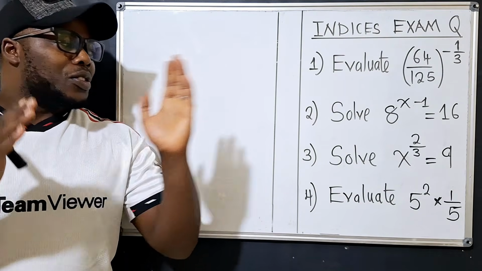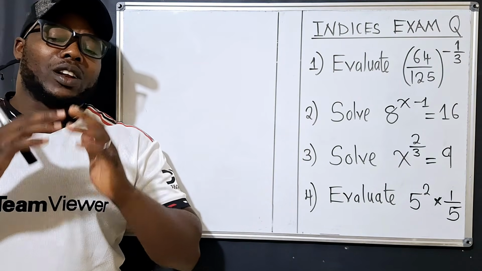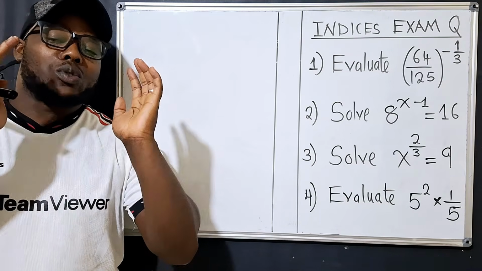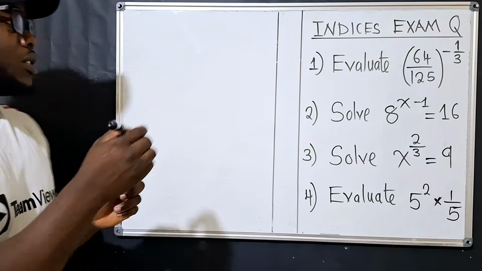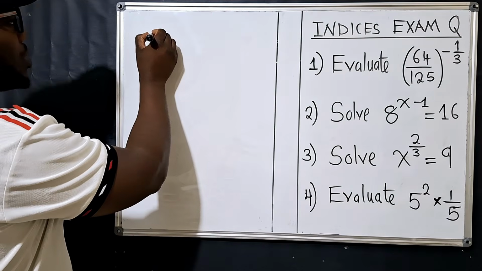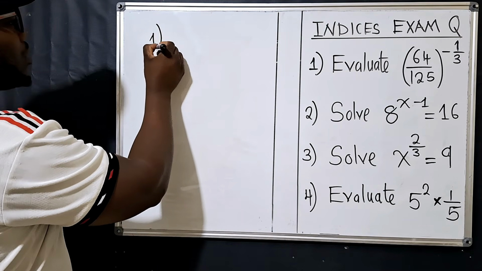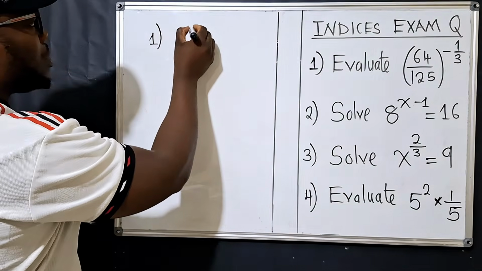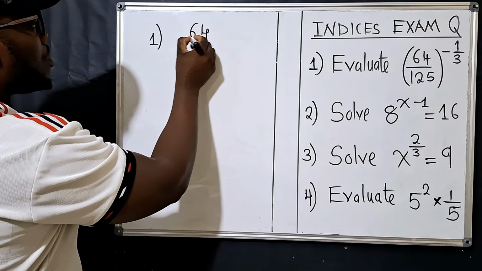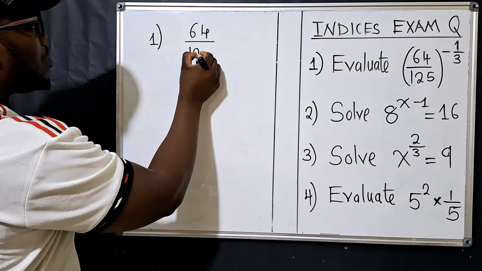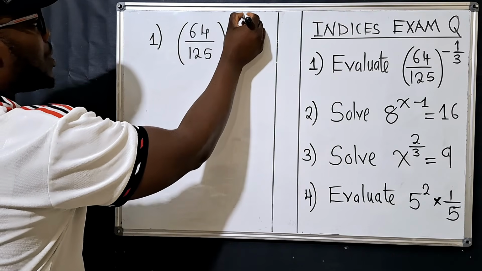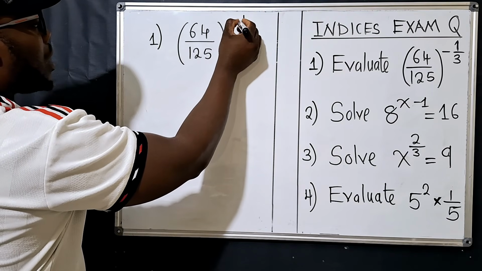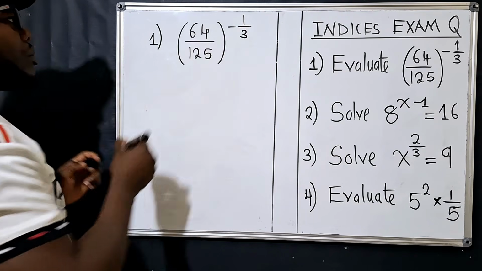I've got these 4 questions right here I'd like to discuss with you on how to solve them one by one. So let's start with the first question. For question 1, they're saying we evaluate (64 over 125), and we've got the negative power here, power -1 over 3.